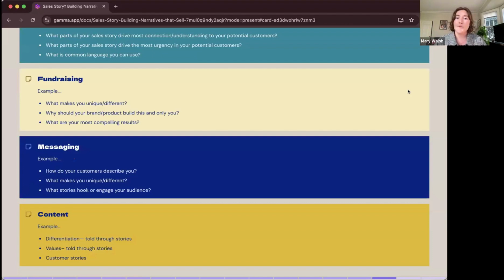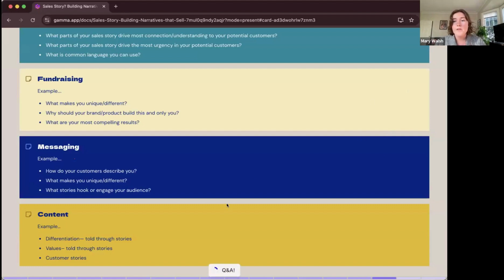If anybody's interested, I have some hook worksheets as well. So how do you take some of these, okay, if I'm telling a longer story, how do you identify the parts of that that are going to be really compelling and engaging to grab attention?